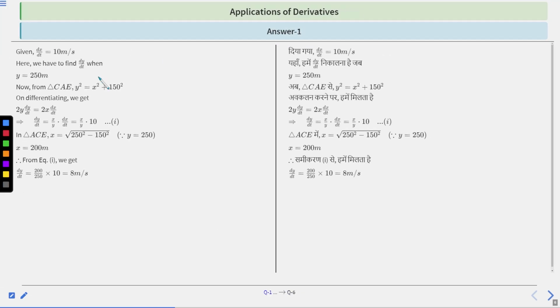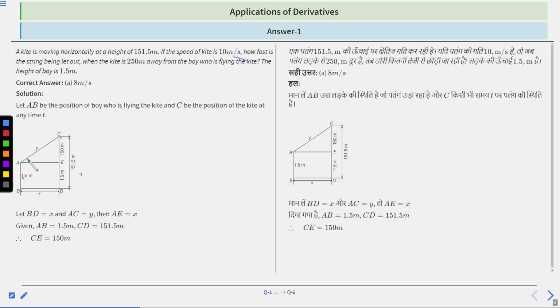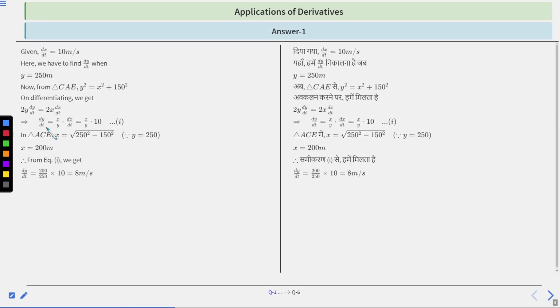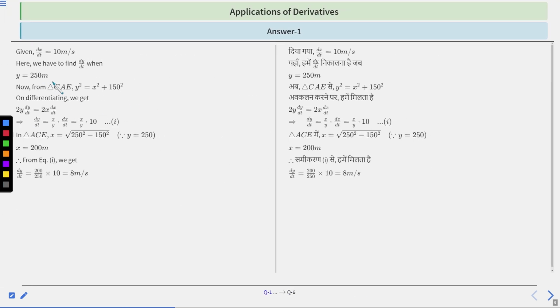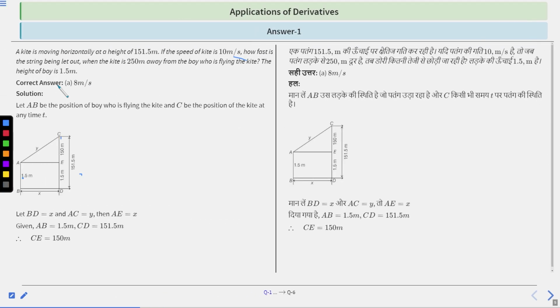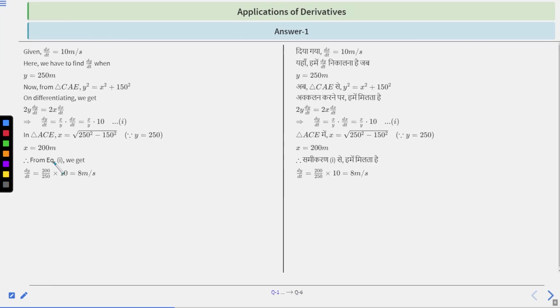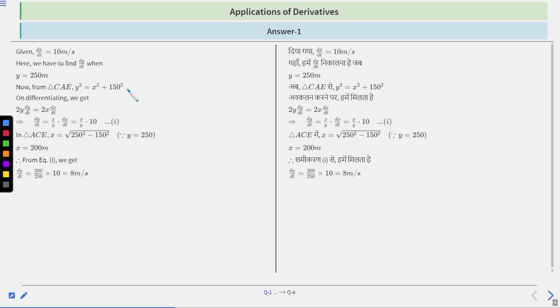Here we have to find basically dy by dt, as we have discussed. We have to find at which rate the string is being let out, that is, we have to find dy by dt. Clear? And y is equal to 250 meter. Now in triangle CAE, we can apply Pythagoras theorem, that is y square is equal to x square plus 150 square. Now on differentiating throughout, we get 2y dy by dt is equal to 2x dx by dt.